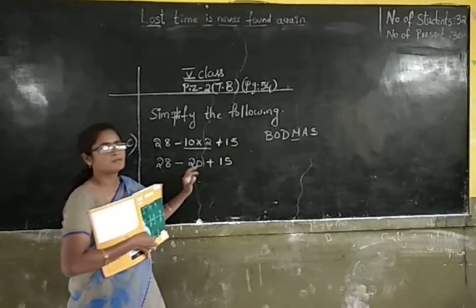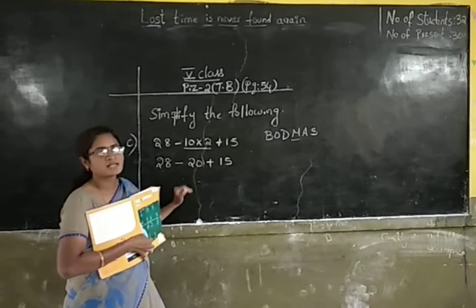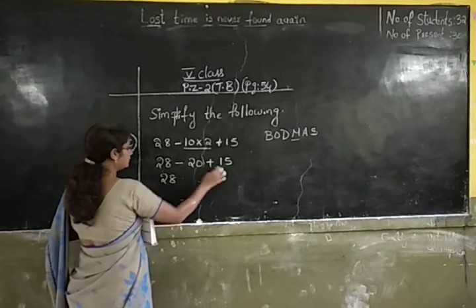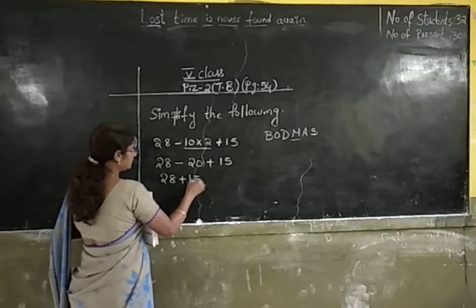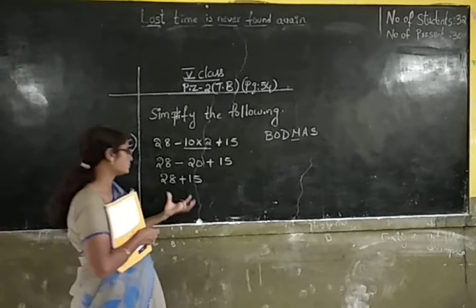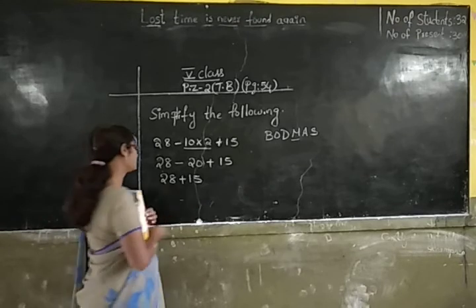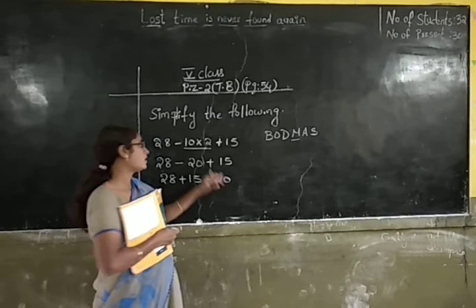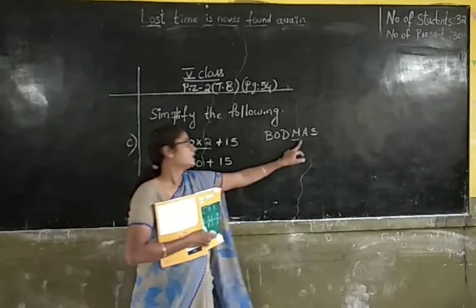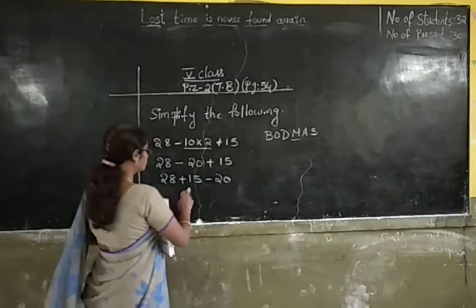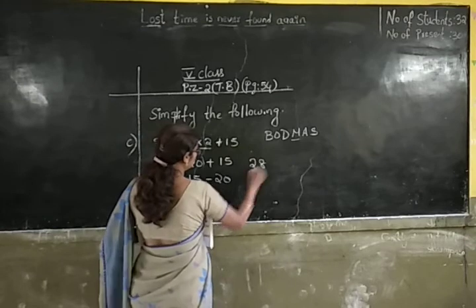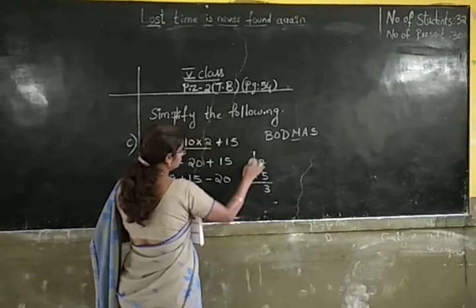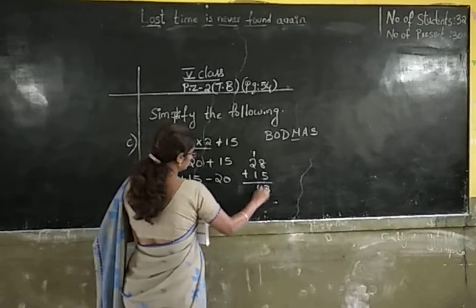After doing the multiplication, I have to rearrange the numbers having the addition symbol. So here 28 plus 15, because 15 has the addition symbol, so I have rearranged the numbers, minus 20. According to the BODMAS rule, after multiplication we have to do addition. So I am adding these two numbers, that is 28 plus 15. 8 plus 5 is 13, 2 plus 1 is 3, 3 plus 1 is 4.